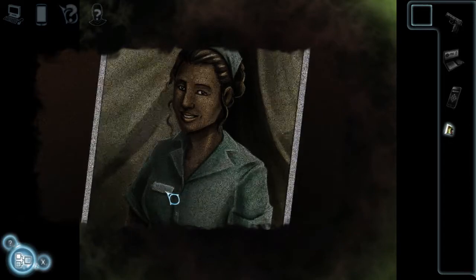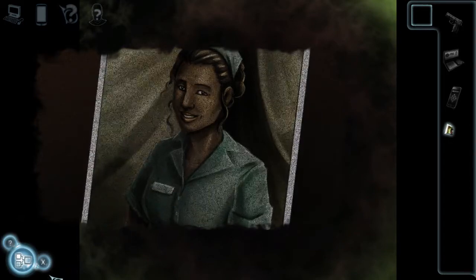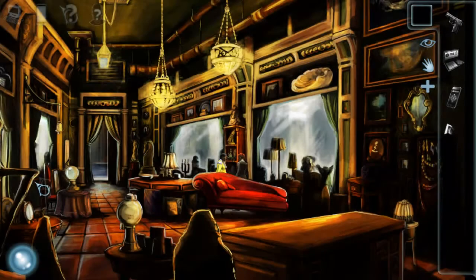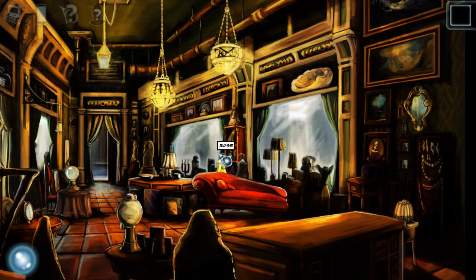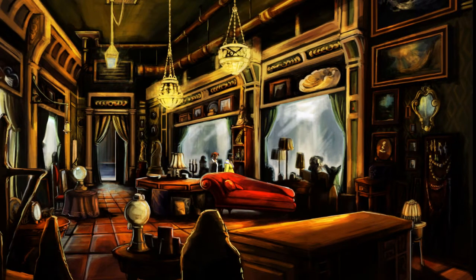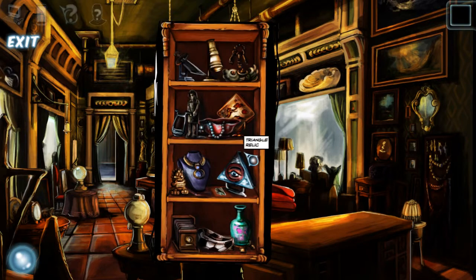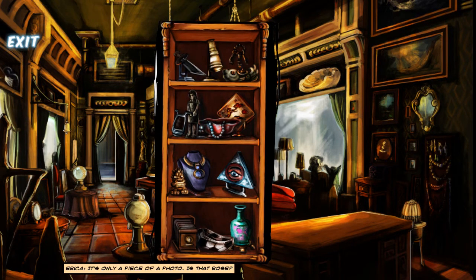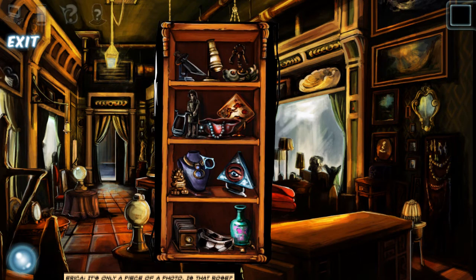Now, right now, you can see that I can't use synergy on this, but you can tell that there's a name tag that we can't see. So this is actually going to show Rose's actual name, but we can't see that quite yet. But if we look here, we can take this ripped photo. It's only a piece of a photo. Is that Rose?